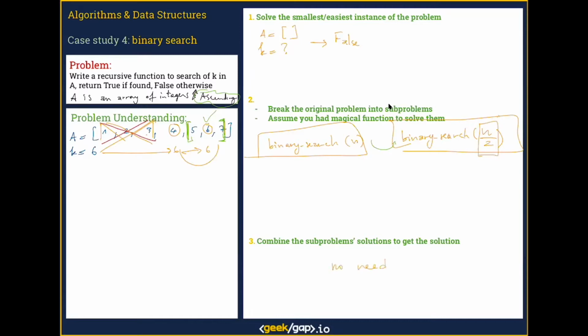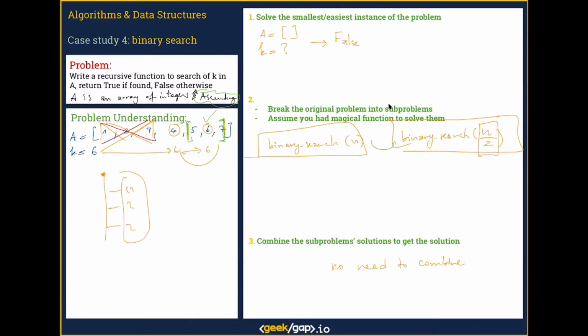No need to combine, because it's either going to be here or not. So you're not going to merge the solutions given by the smaller pieces of the problem, like we saw, for example, for the disk usage, where in order to solve the bigger problem, you need to solve the smaller ones and then combine. This is a tail recursion.